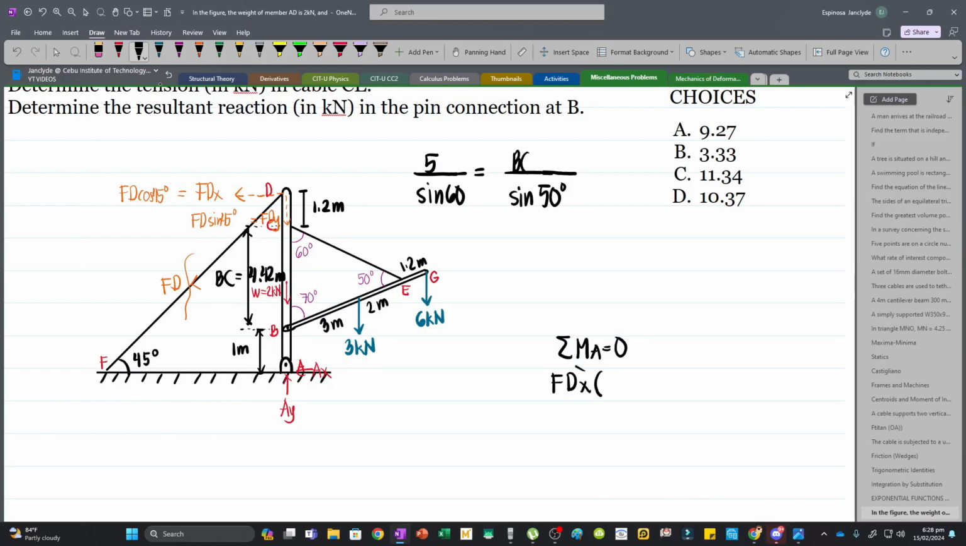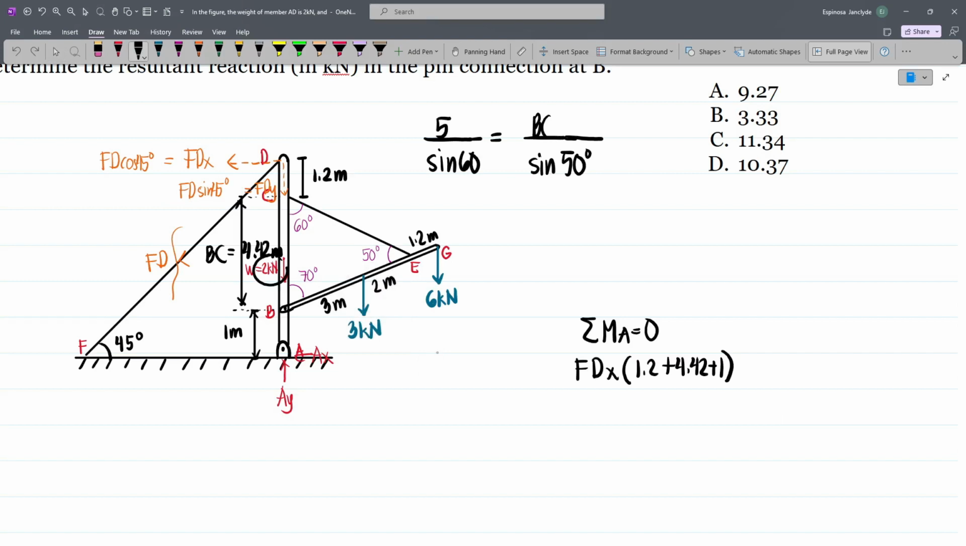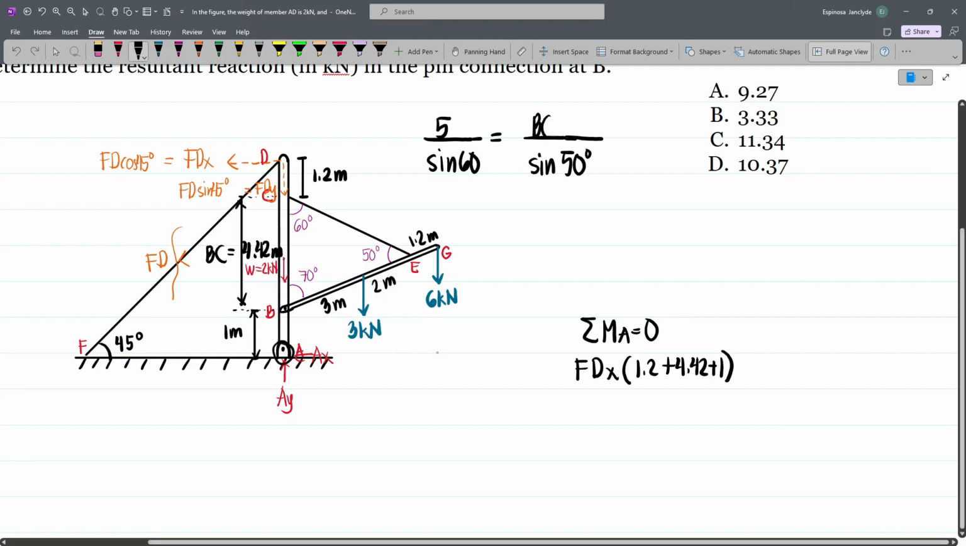Yan. And so, FDX, i-multiply natin by 1.2 plus 4.42 plus 1 meter. So, this is 1.2 plus 4.42 plus 1. Kasi ito kasi yung perpendicular distance. And then, itong FDY, since yung line of action niya hits point A, hindi nakasali yan. Wala kasi yung moment na makukause. And then, after this one, we will now consider these forces. By the way, itong 2 kN, hindi rin yan kasali. Kasi yung line of action also hits point A.